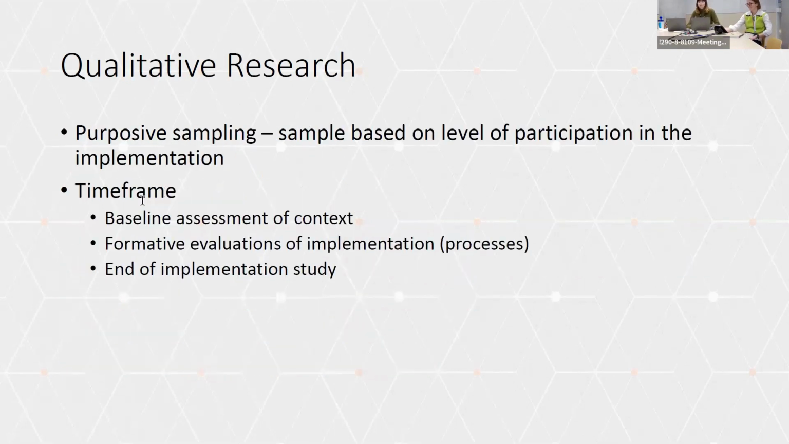In qualitative research for implementation science, you're usually using purposive, I'm just going to say purposeful sampling. So you're sampling based on the level of participation in the implementation. So typically you'd be sampling clinicians, end users, stakeholders, anyone involved in the implementation. You could even interview people on your research team. That's a good way to understand how the processes went. And you can do it at baseline, you can do it as part of a formative evaluation, and you can do it at the end as well.